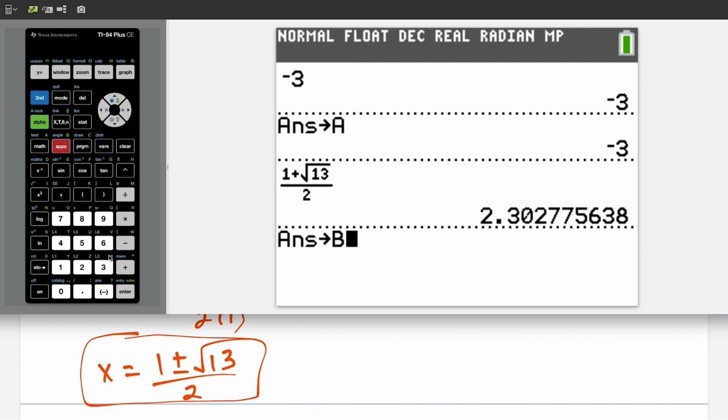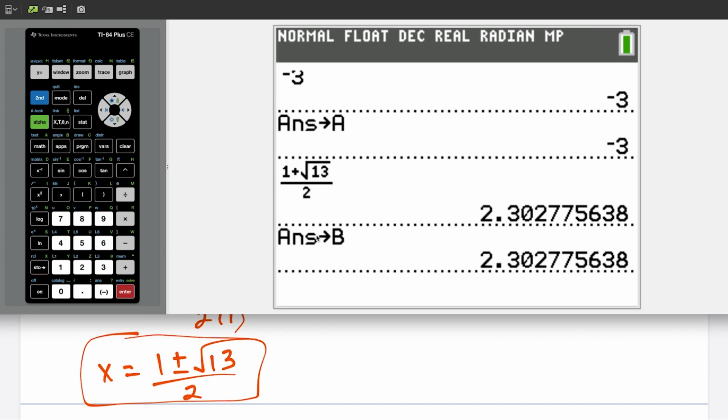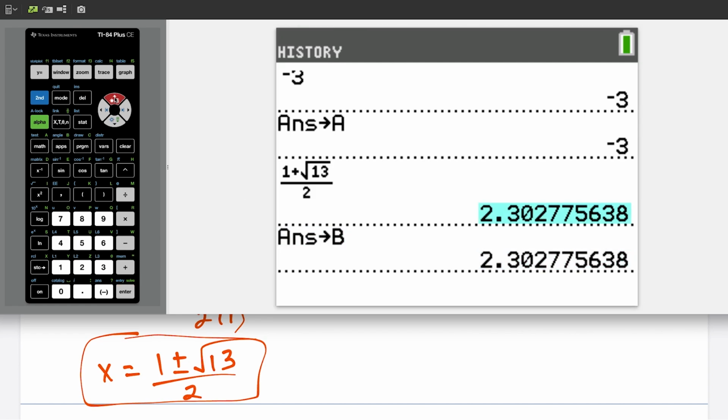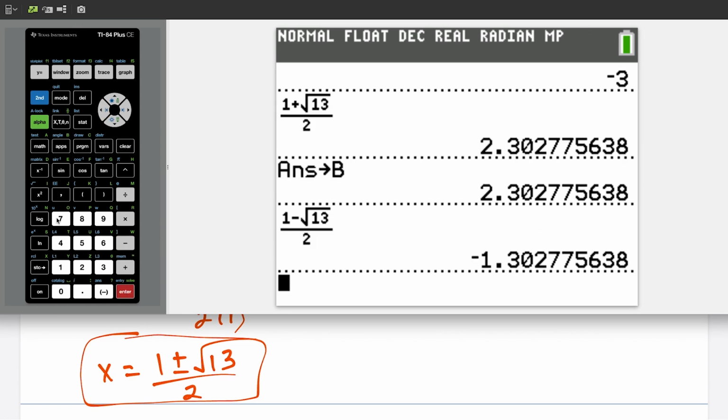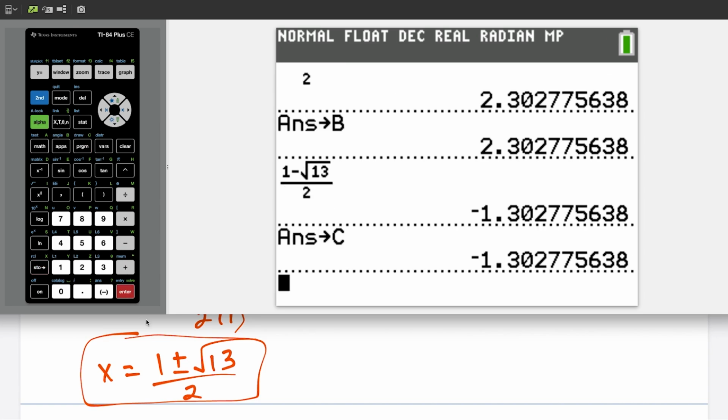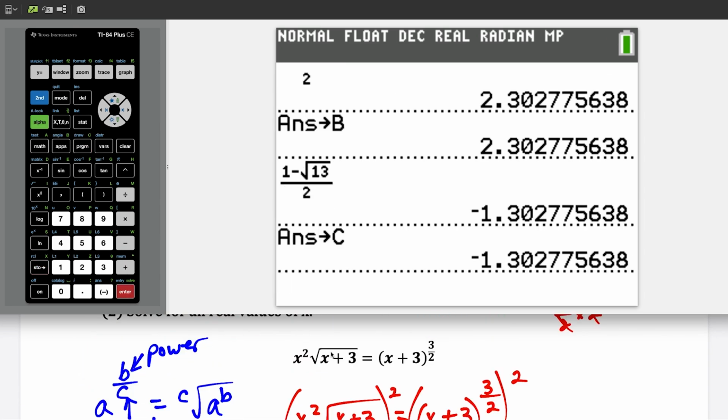So I have alpha apps. I'm storing this as the letter B. That way, anytime I type in B, it's going to give me that decimal. And then the final solution here, we have 1 minus root 13 over 2. Okay, so we want to verify this one as well. So I'm going to store this one as the letter C. So now we go back to the original equation. And now I'll just replace the x's on the left side and right side with A.